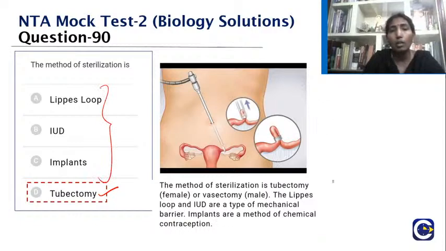In the case of the copper T, we place it here. But in tubectomy, through laparoscopy, you can go inside. This is the fallopian tube. They will ligate the tube, so they just tie it up. There is no chance of the ova coming here, nor will the sperm be able to reach here and fertilize. So this is one of the permanent methods, which we call tubectomy in females and vasectomy in males.